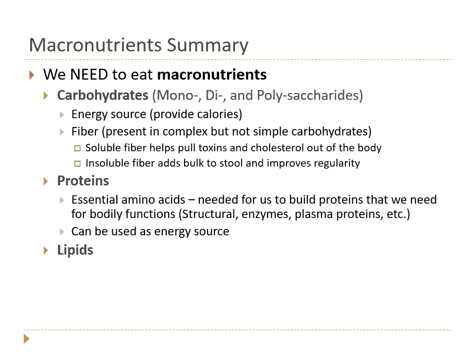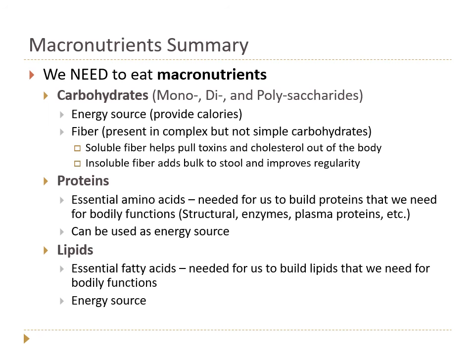So proteins, we need to eat them because we need these essential amino acids, and proteins can be used as an energy source, right? Those amino acids can be turned into glucose by the liver in that process called gluconeogenesis, but it's very inefficient, and in general we'd like to keep amino acids around for building proteins and not use them for making energy. Lipids, we need to eat them to get our essential fatty acids, and they're an excellent energy source. So we'll pick up with part B of this lecture, talking about vitamins, minerals, and then our overall diet.